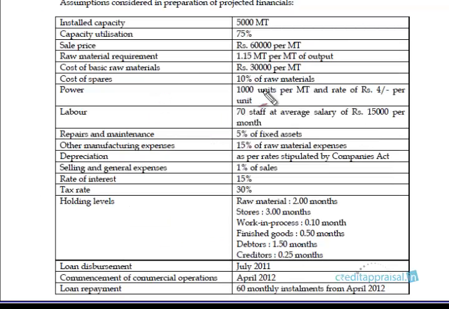So when preparing the project report and submitting the financial projections to the bank for sanction of the term loan 1 or 2 years back, this company made the following assumptions. The projected financial statements submitted to the bank at that time were based on these assumptions, starting from the capacity. The capacity utilization seems to be okay. Sale price was assumed to be 60,000 per ton. Then raw material requirement, cost of basic raw material, cost of space, various other costs. Power cost seems to be at a lower level. Labor, various expenses, and these are the holding levels.